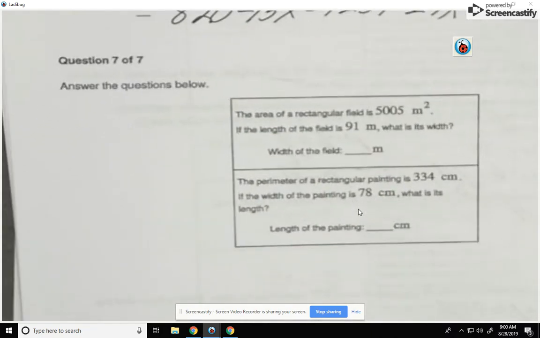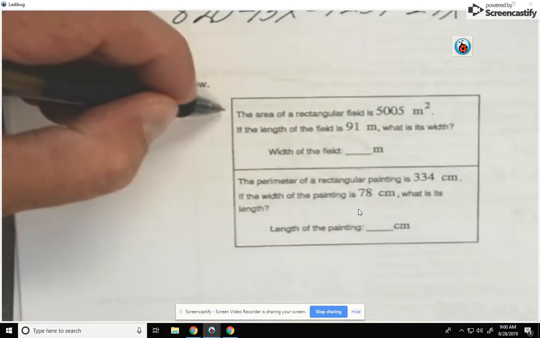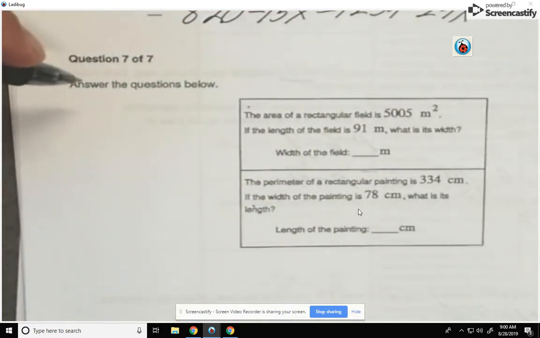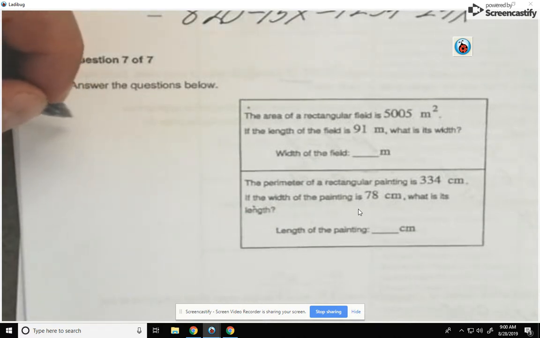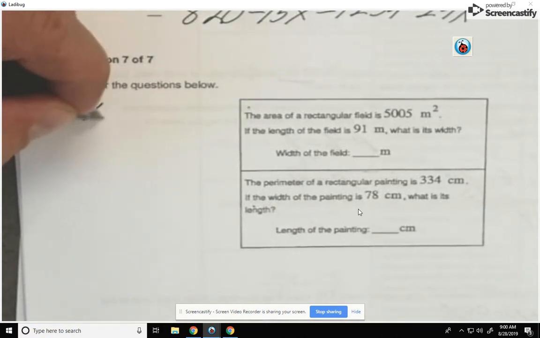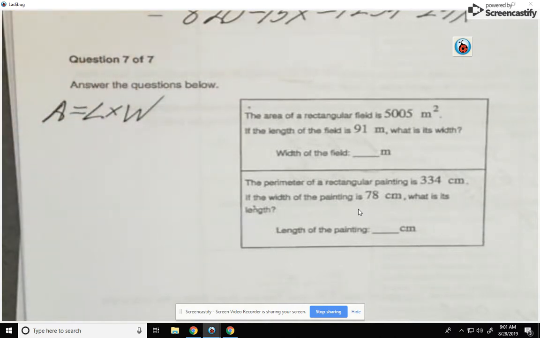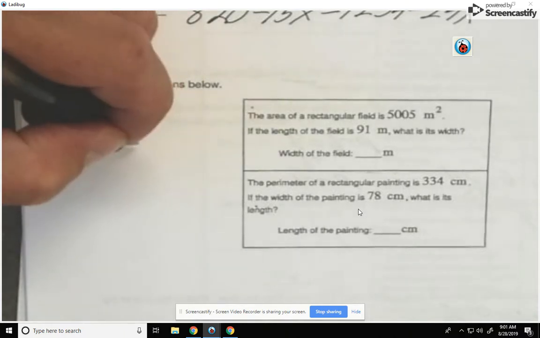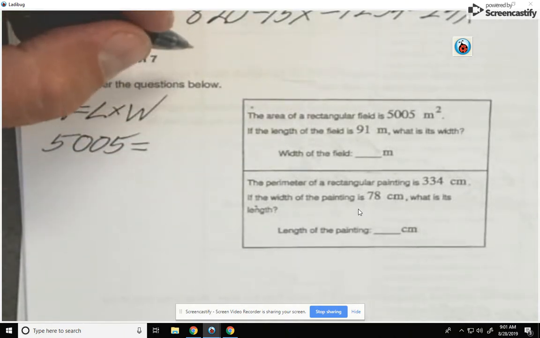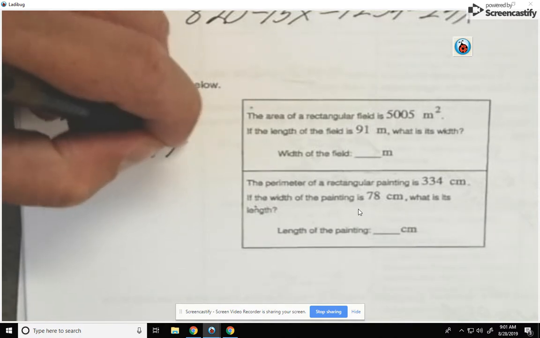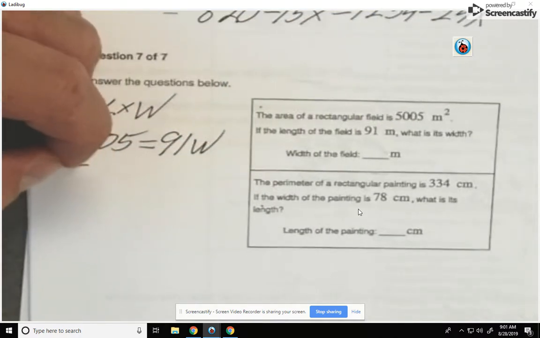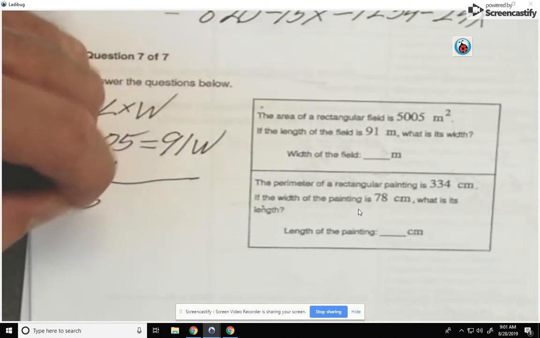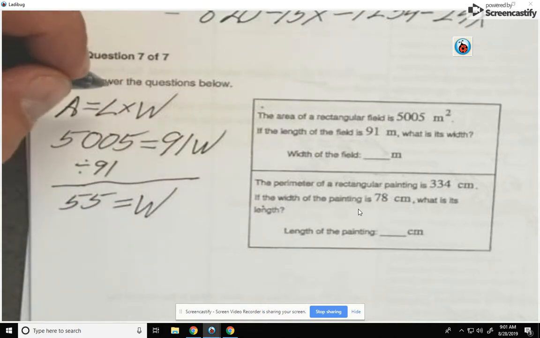Alright, now question 7, we have two parts, A and B. The first one says the area of a rectangular field is 5,005, the length is 91, what's the width? We know that area is length times width, so now we just plug in what we know. We know the area is 5,005, and the length is 91, so we get 91W. Here, we divide through by 91 to get 55. So our width is 55.